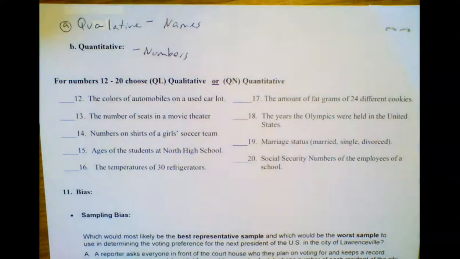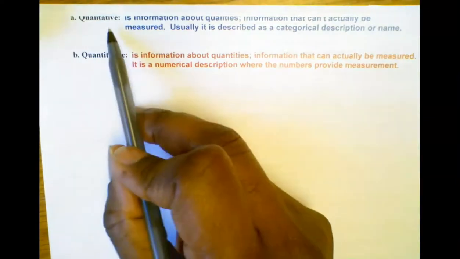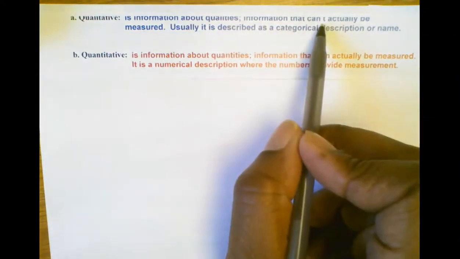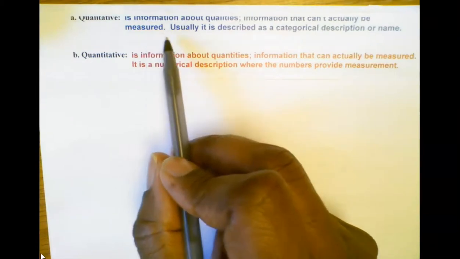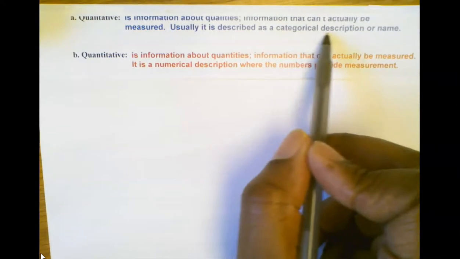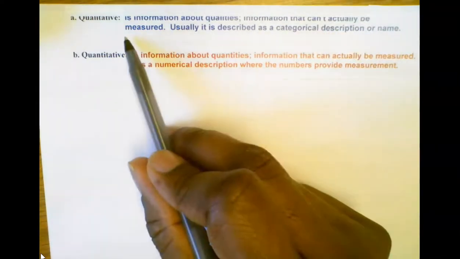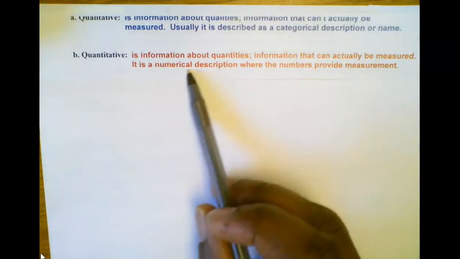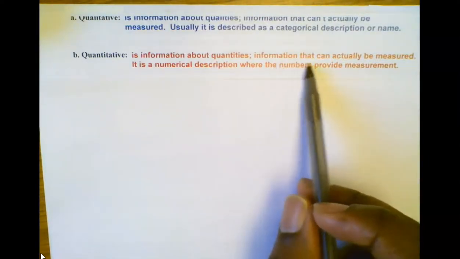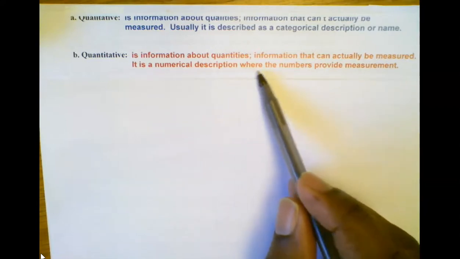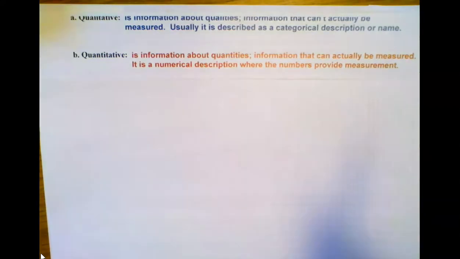Here are the definitions though. Qualitative is information about qualities, information that can't be really measured. It's usually described with category descriptions or names. So that's qualitative. Can't really be measured. Quantitative, information about quantities, information that can actually be measured. It's a numerical description with numbers that can provide measurement, or those numbers mean something.